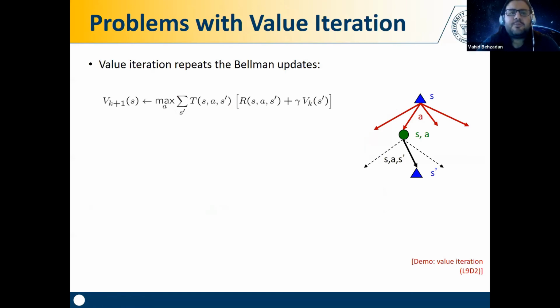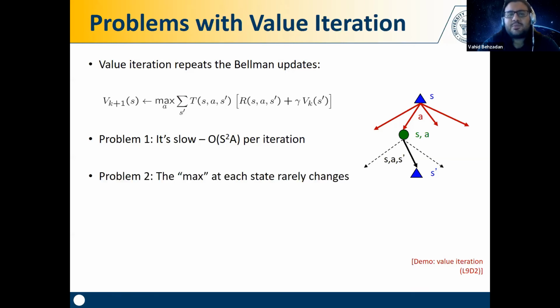There are a few problems with value iteration. Value iteration repeats this Bellman update, right? You remember this Bellman update? We talked about this towards the beginning of this segment. The first problem is it's really slow. We've already talked about the complexity. It's in the order of S squared A per iteration. And you typically need to run this for a large number of iterations.